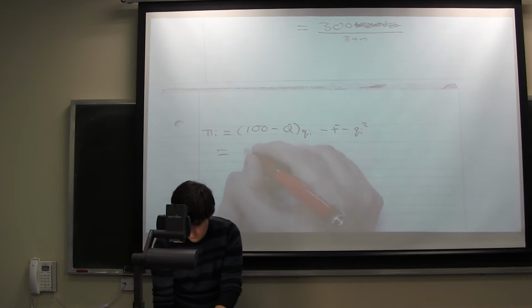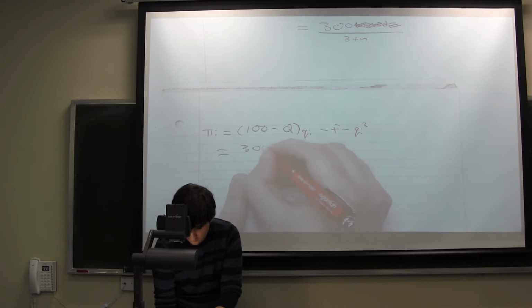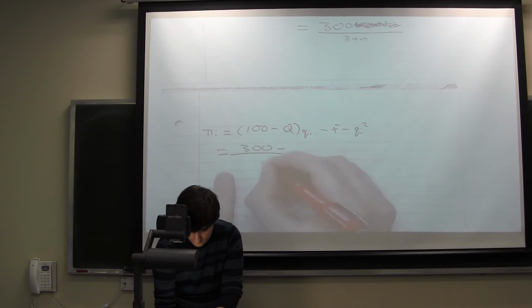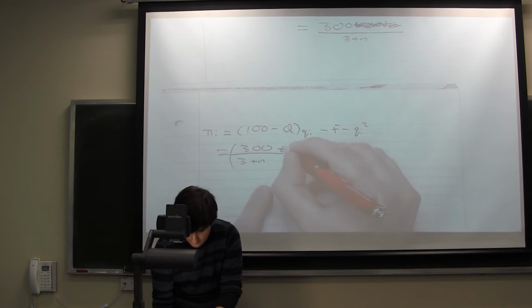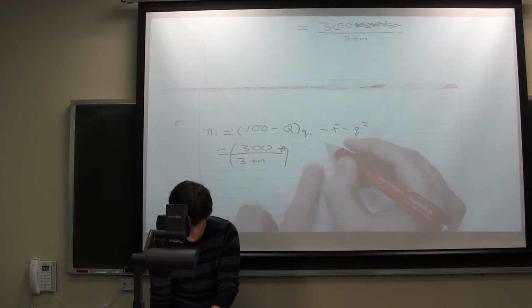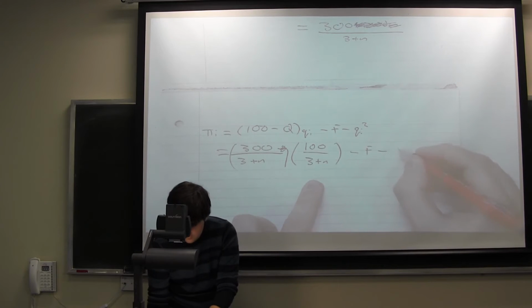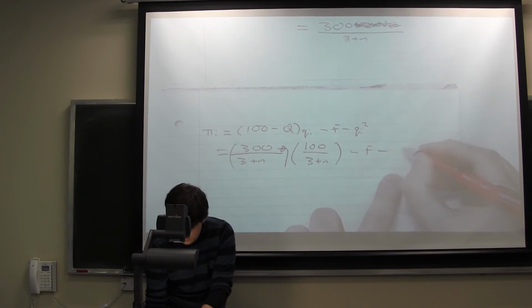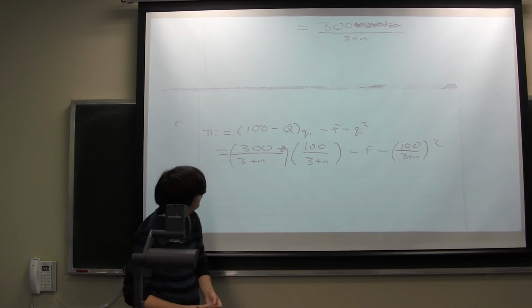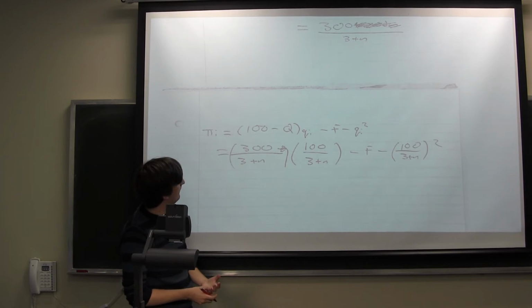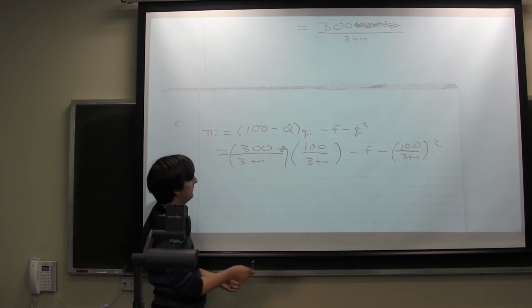So 100 minus Q is just the price, we've already worked that out. It's 300 over 3 plus n, all times qi, which we worked out was 100 over 3 plus n, minus f minus qi squared, which is going to be 100 over 3 plus n all squared. So we can simplify a bit, right?